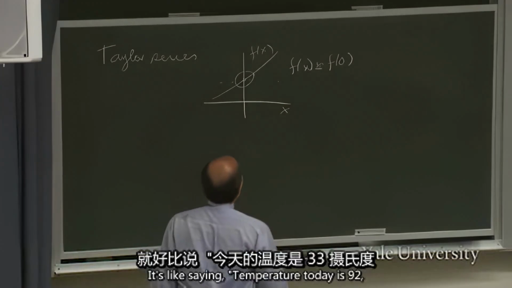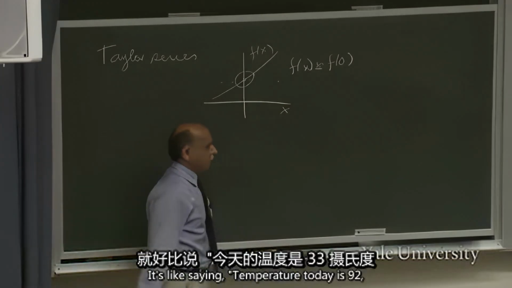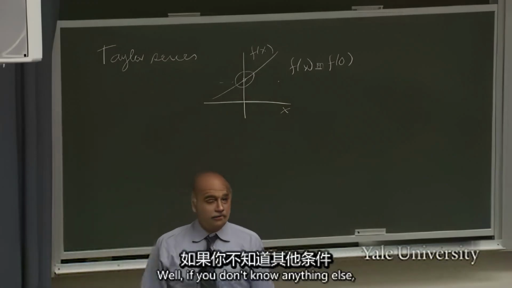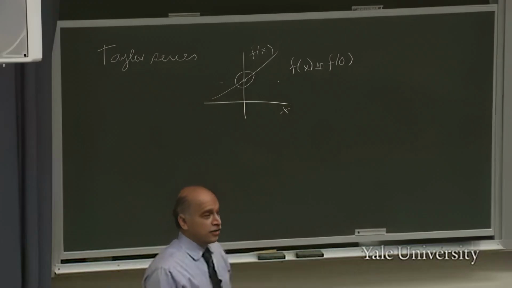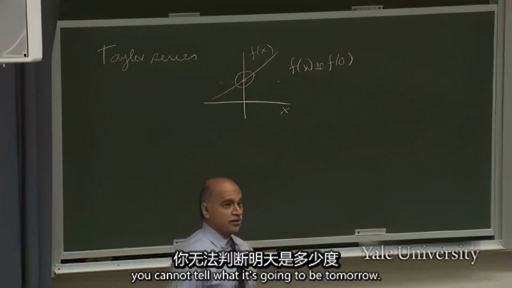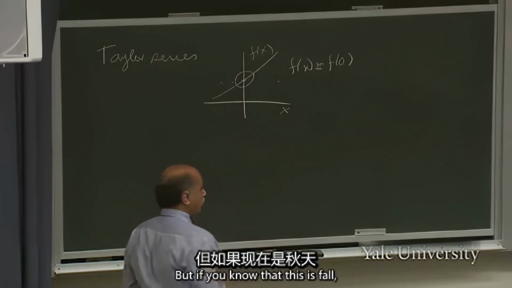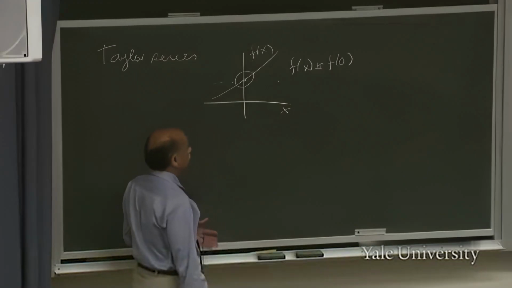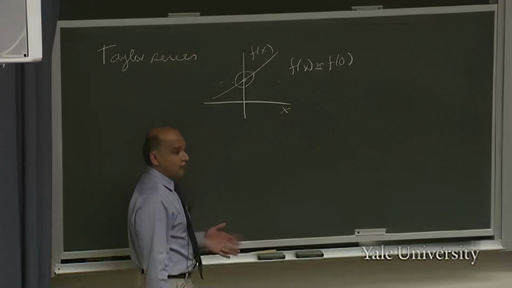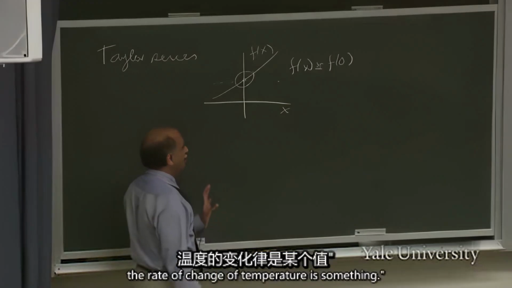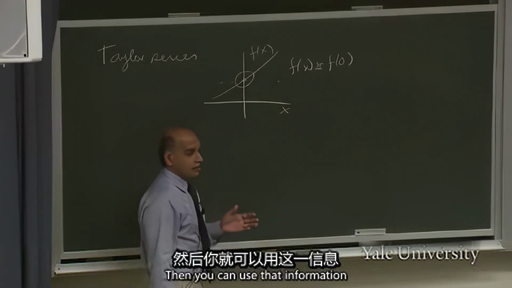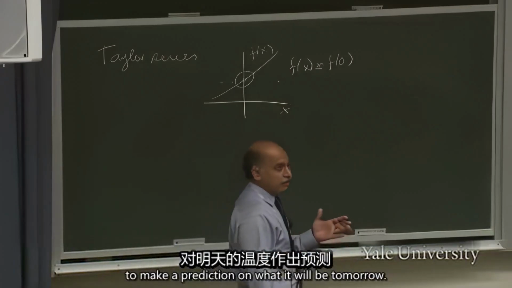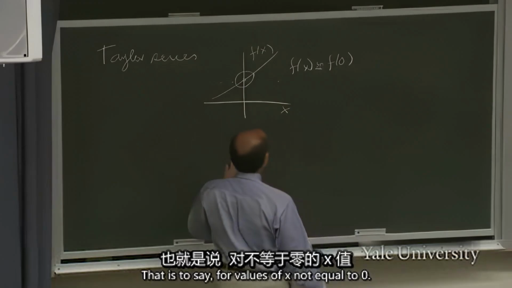But then, it's like saying temperature today is 92. What's it going to be tomorrow? Well, if you don't know anything else, you cannot tell what it's going to be tomorrow. But if you know that this is fall and the temperature is always going down, and somebody tells you, I know the rate of change of temperature, I know that today the rate of change of temperature is something, then you can use that information to make a prediction on what it will be tomorrow. That is to say, for values of x not equal to 0.